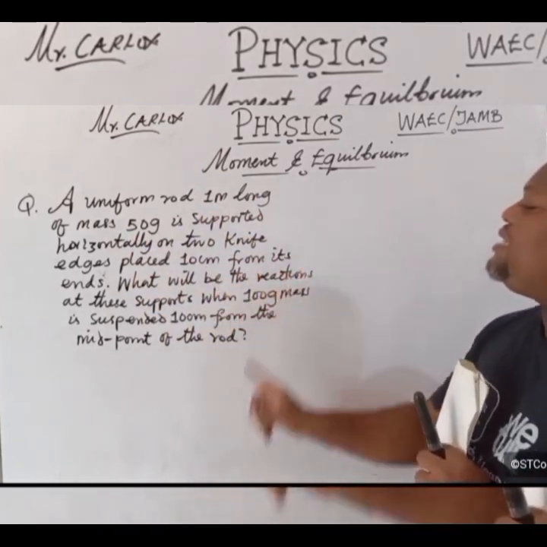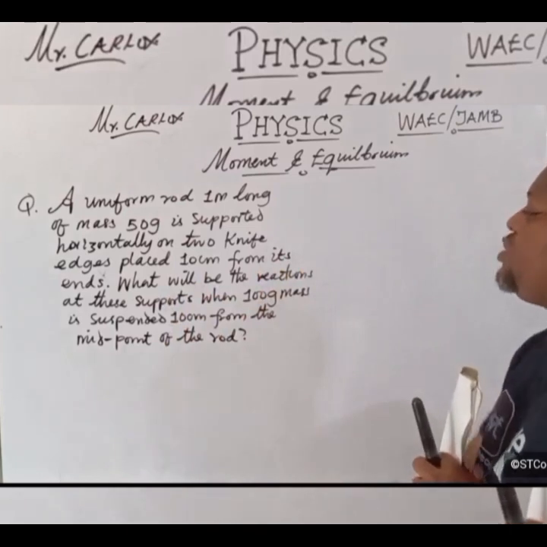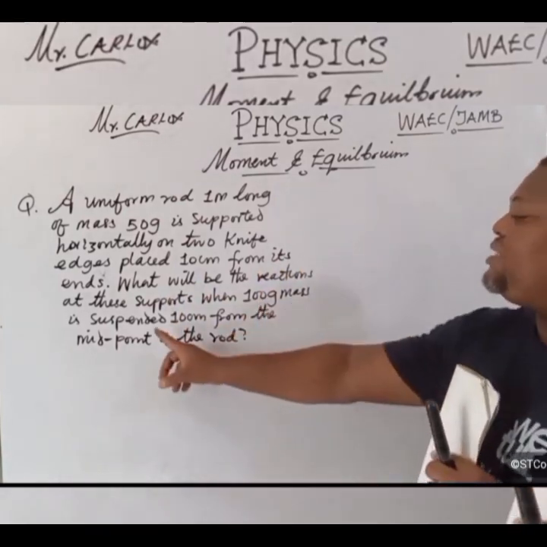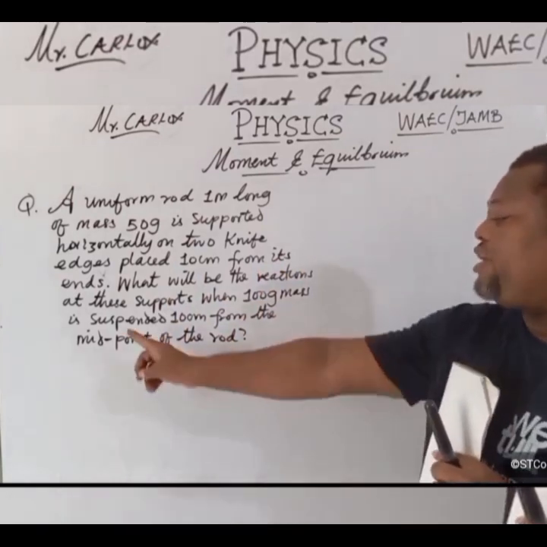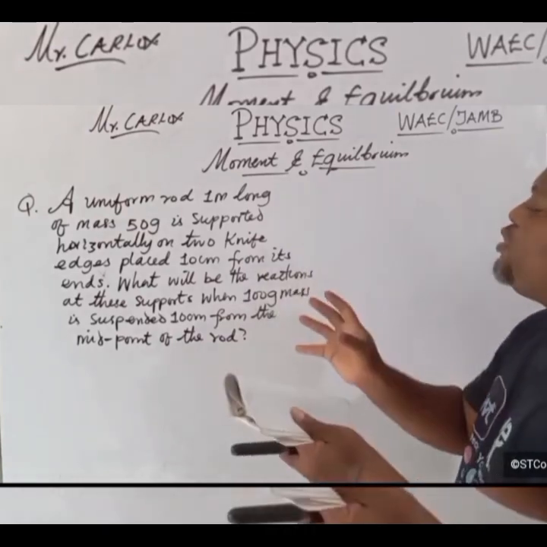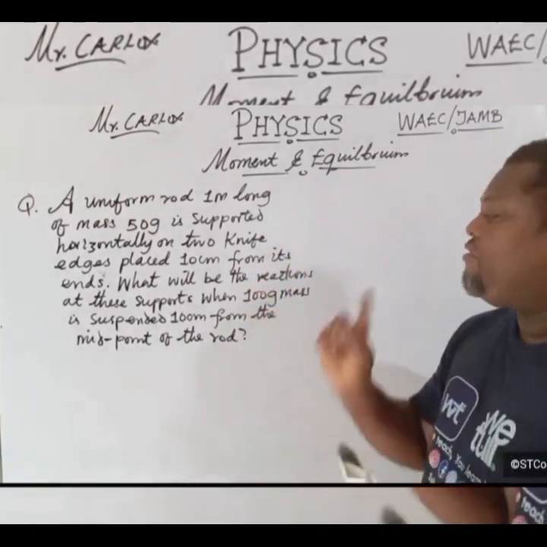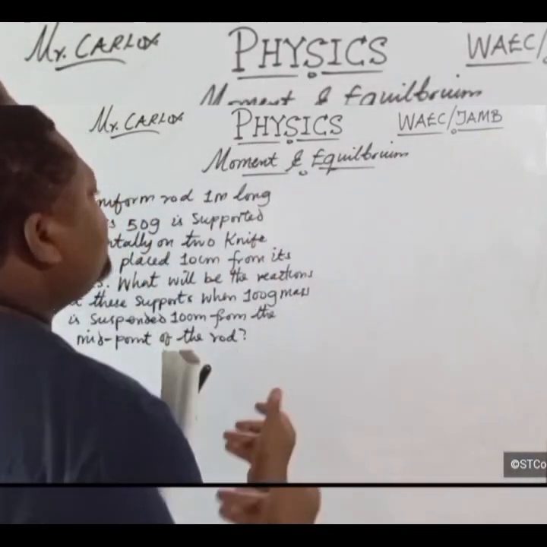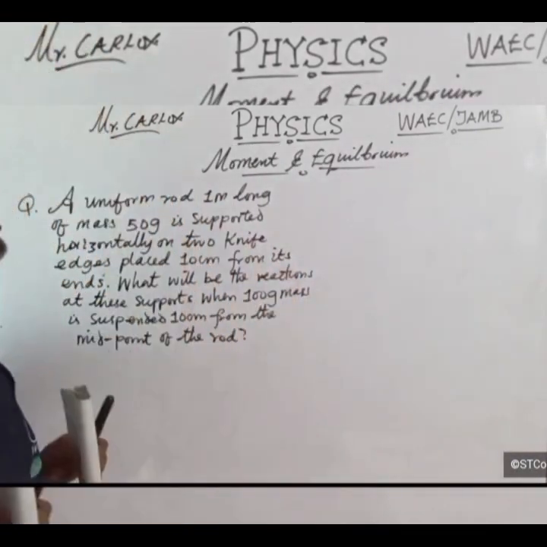A uniform rod 1 meter long of mass 50 grams is supported horizontally on two knife edges placed 10 centimeters from each end. What will be the reaction at this support when a 100-gram mass is suspended 10 centimeters from the midpoint of the rod? Now, I want to describe this particular statement with diagrams. First of all, for moment about the force, what we require to know is force and distance.